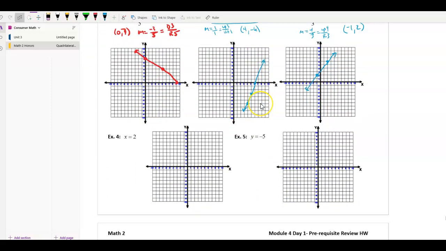All right. Now right here, if I have one variable and it's x equals a number, I know that it's a vertical line. So I go to 2 on the x-axis and draw my vertical line through there. y equals a number, that's a horizontal line. And I'm going to basically go to -5 on the y-axis and draw my horizontal line.